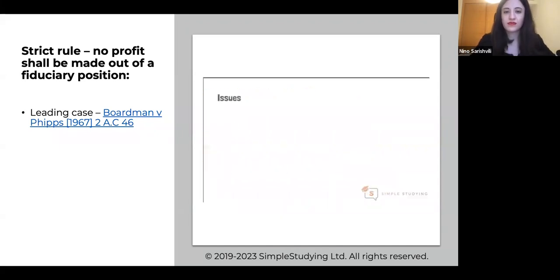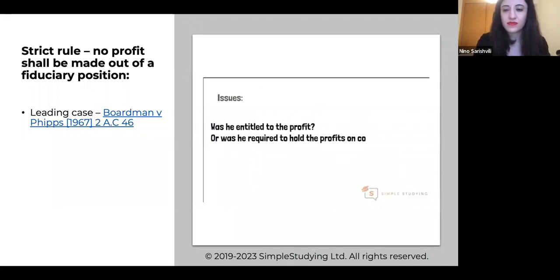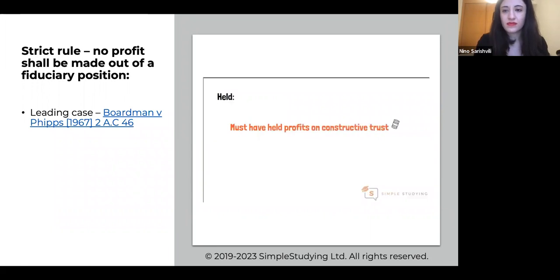The key issue in the case was whether Boardman was entitled to keep the profits of his own shares, or was he required to hold the profits on constructive trust for the beneficiaries of the trust. It was held that Boardman should have held the profits on constructive trust for the beneficiaries of the existing trust because he was acting as a fiduciary in his capacity as a solicitor advising the trustees. As a fiduciary, he was not entitled to permit a conflict between his personal interest and his fiduciary duties.